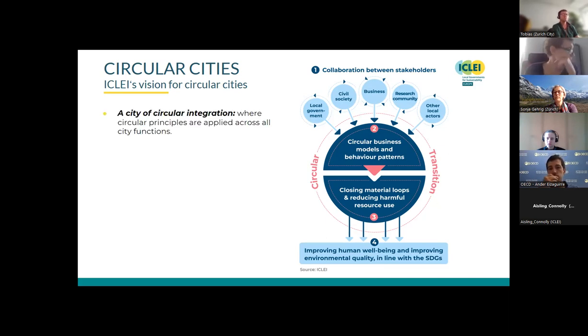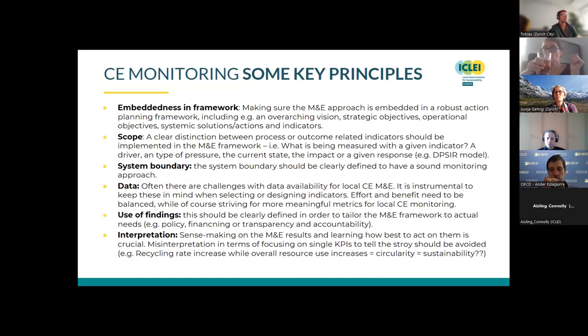And I think I'm going to skip the full detail here, and maybe just as a last slide, stress some of the points I've already said, but some principles that I think are key, which is that the monitoring should be embedded into a robust framework that allows linking the strategic, visionary elements of a city action plan to more broken down objectives, then into actions and then indicators, as an example, to not end up reporting on a random list of indicators that have something to do with circular economy but are not rooted in a framework, really.